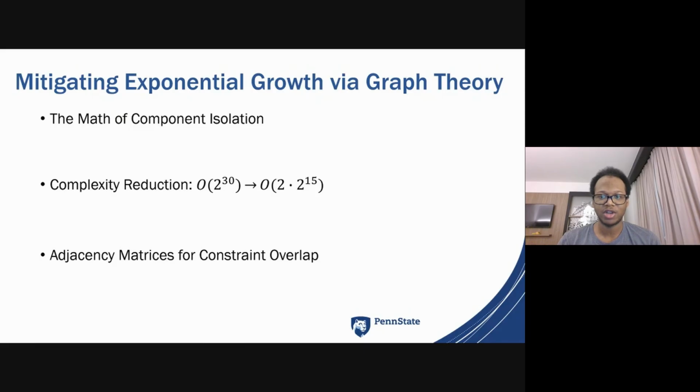If we prove that those 30 cells actually form two completely disconnected clusters of 15 cells each, the math changes entirely. The complexity drops from 2 to the power of 30 down to 2 to the power of 15. That is a reduction from 1 billion operations down to roughly 65,000 operations. This graph theory implementation is the only reason exact probabilistic inference is possible in real time.